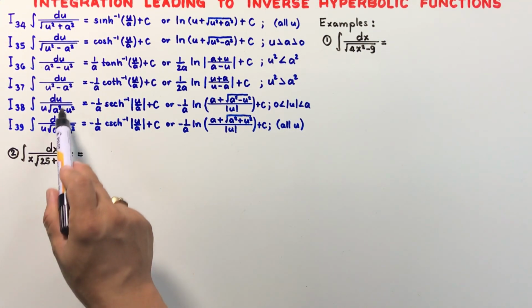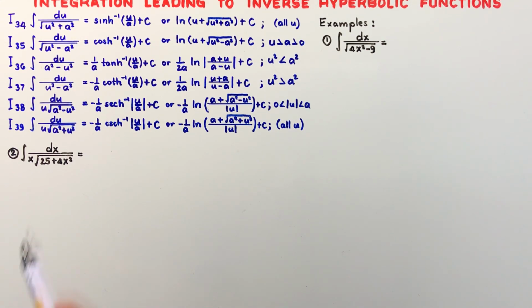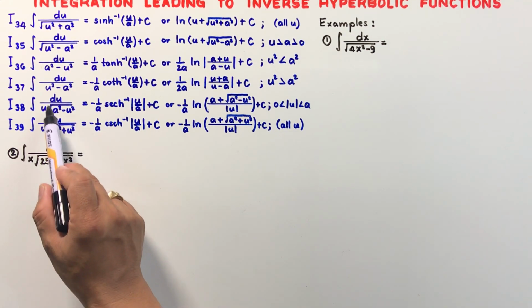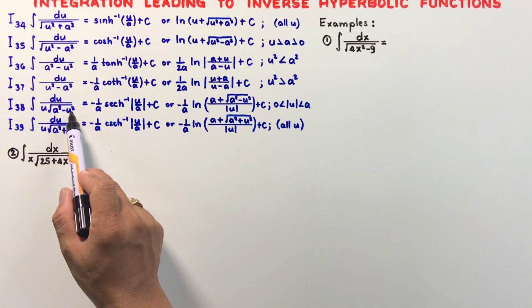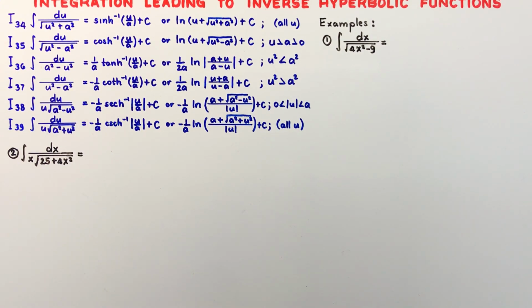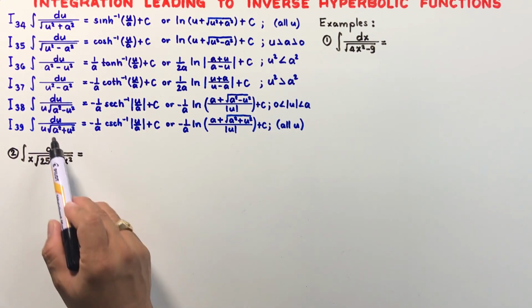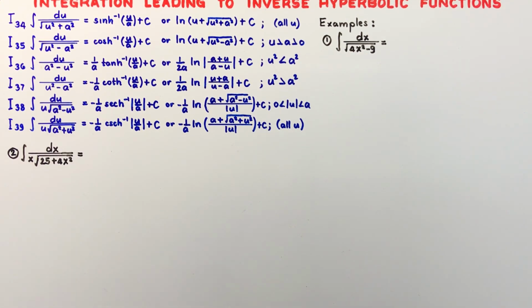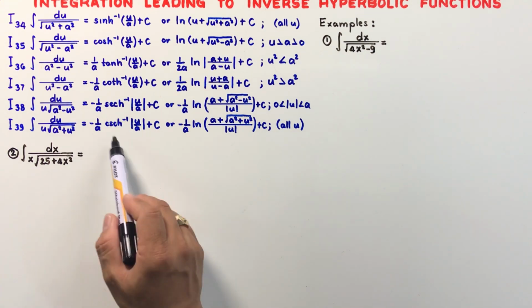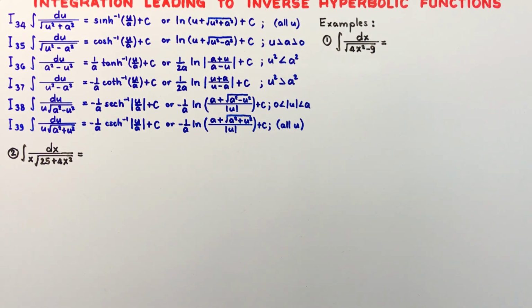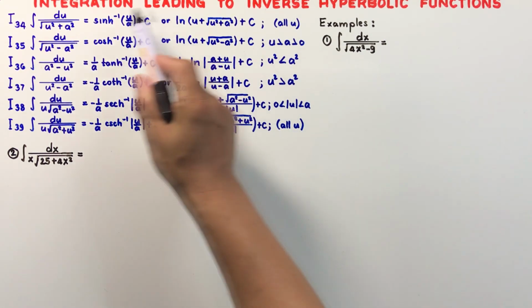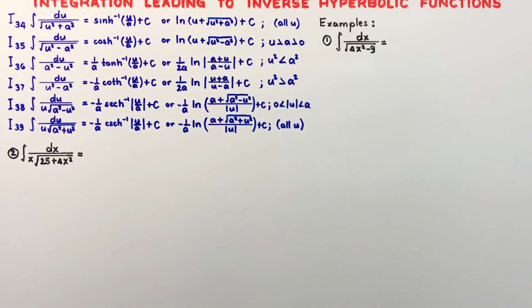And we have also the last two, which are almost the same, because here in the denominator we have a squared minus u squared inside the square root symbol, but here inside the square root symbol we have a squared plus u squared. And their answers are also inverse hyperbolic functions, which are actually logarithmic functions. So to apply this formula here, let's have our first example.